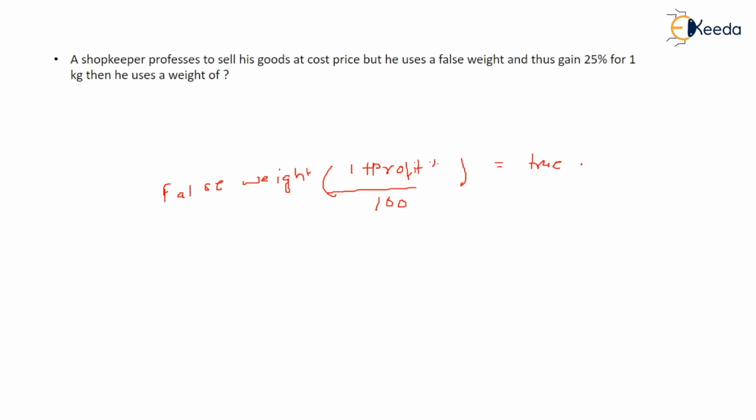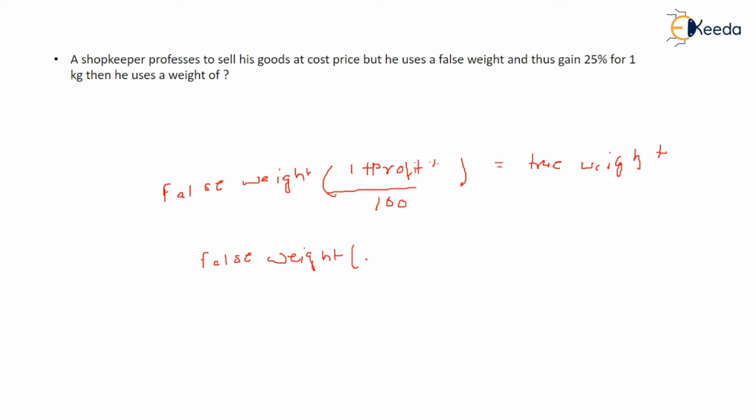This is the formula that you can use in order to find the overall correct weight of that particular product. False weight, 1 plus profit percentage upon 100. So you can use this formula to find the correct weight. It is asked what weight he was using, right? 1 kg is the real weight. You have to calculate the false weight.